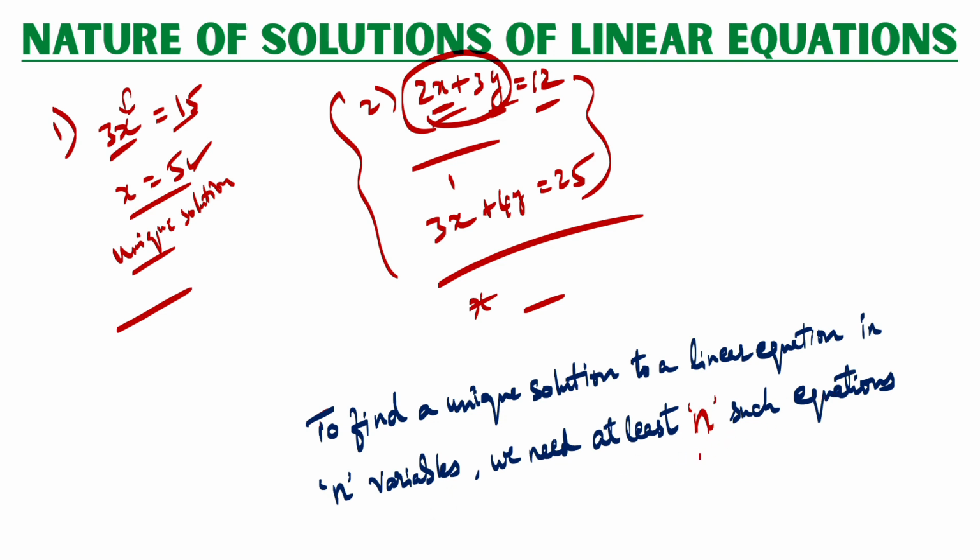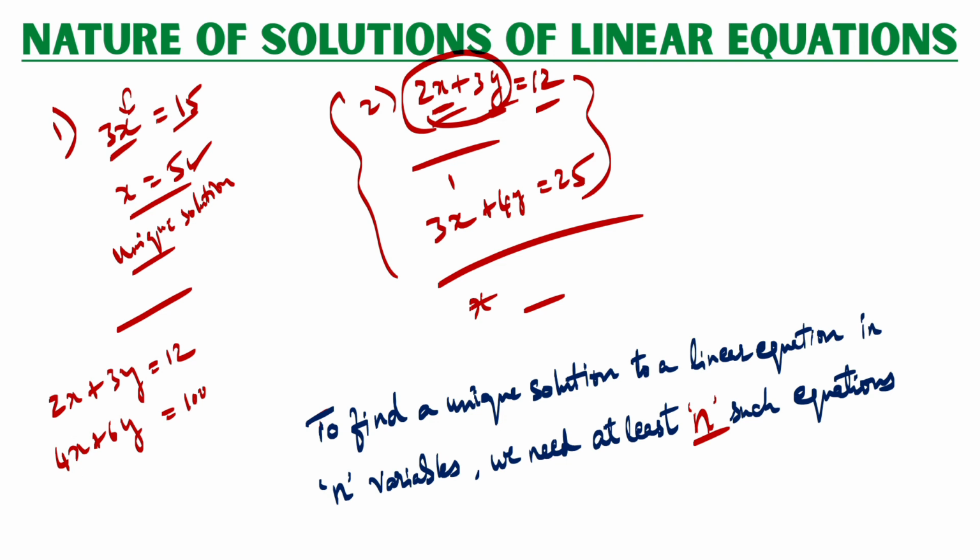Now, why am I stressing at least n? Is there any importance for "at least" in this case? Yes, there is, because if we have two equations, sometimes we cannot find unique solutions. See, for instance, if we take 2x plus 3y equal to 12, and 4x plus 6y equal to 100, can you find a unique solution for this?